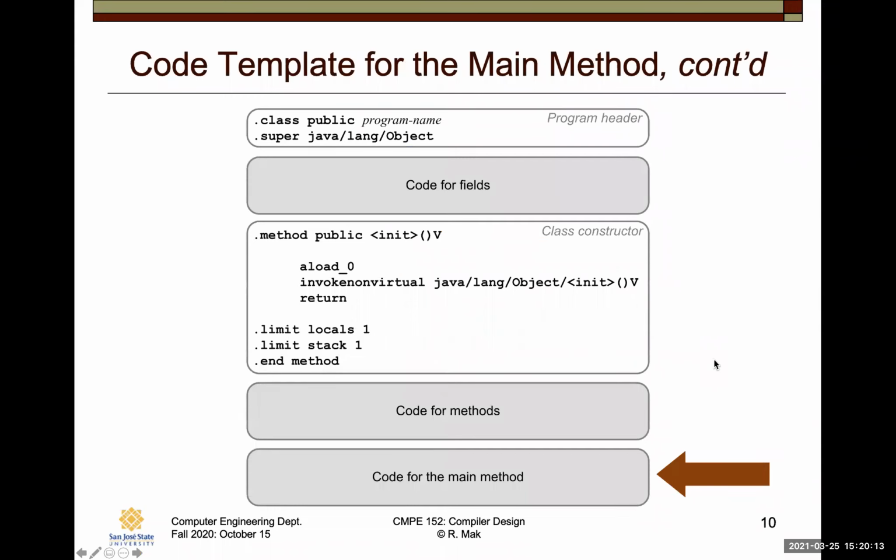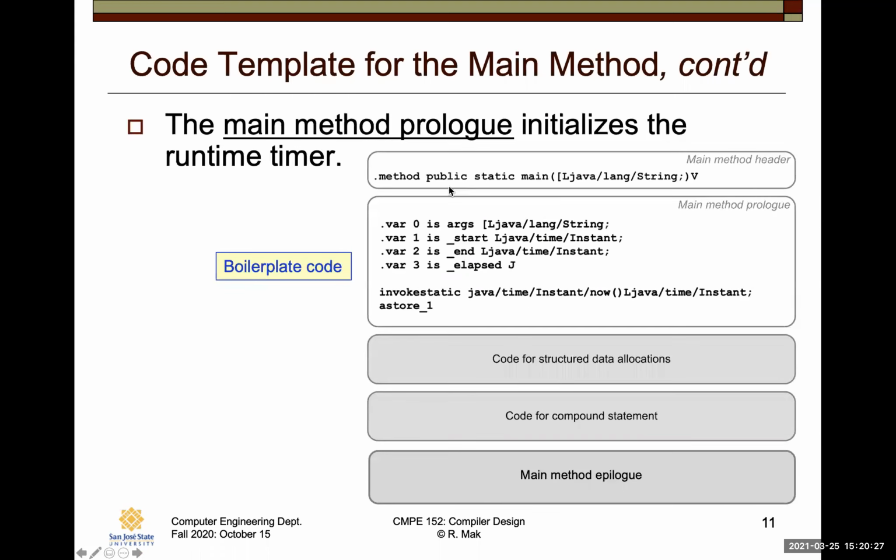Okay. Now let's take a look down here. So it's code for the main method. In other words, the main program. So I'm going to expand this gray box, and this is what it looks like. Well, here's some boilerplate code.